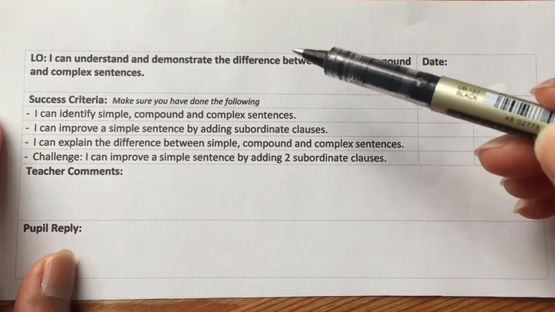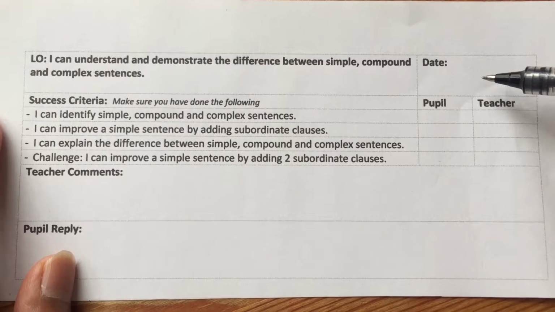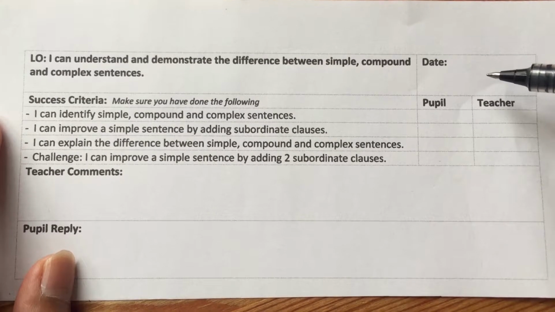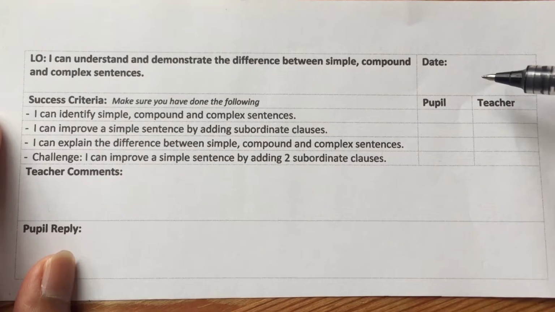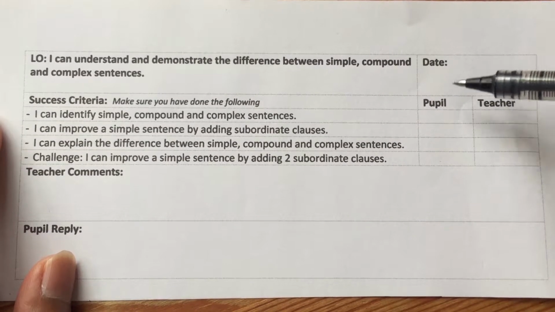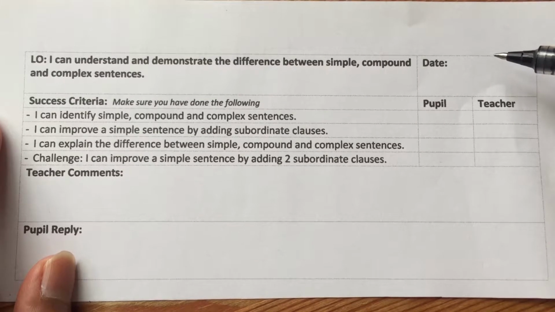You've got the learning objective over here, and you've got the date. I like to leave the date blank because sometimes things happen and you can't always teach a particular lesson on the day that you originally planned to. Sometimes lessons run over and things like that. So I like to leave the date blank, and so the children can just fill it in whenever they do it.